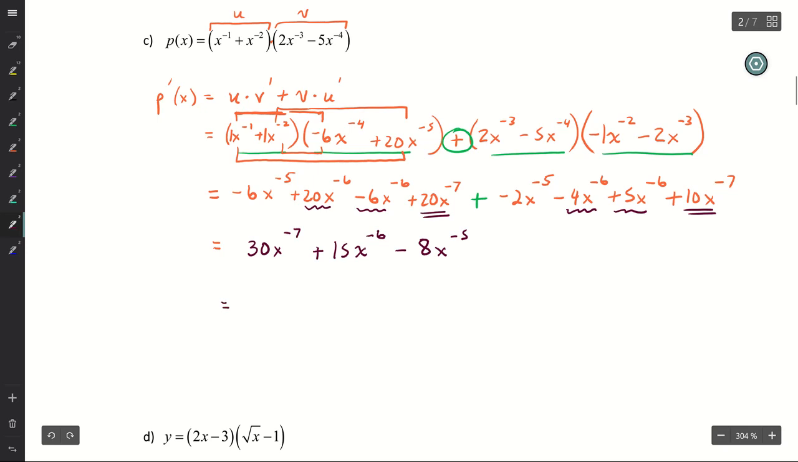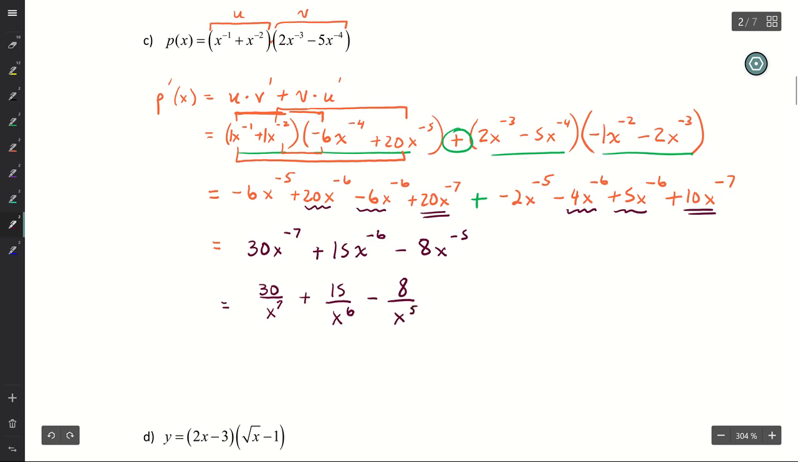So what we're going to do there is the coefficients in the front, those are our numerator values. So this 30 would be in the numerator, and then the x to the -7 would fall to the bottom and become x to the +7. This one we'd have the 15 in the numerator, and then x to the 6th in the denominator. And this one we'd have the -8 in the top, and then the x to the 5th there in the bottom.